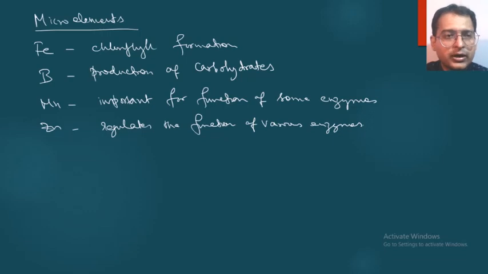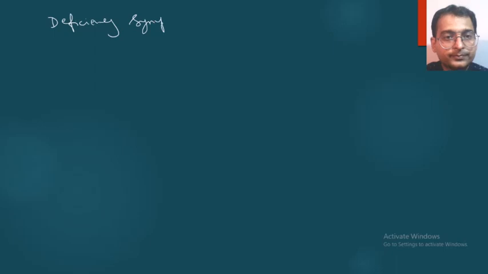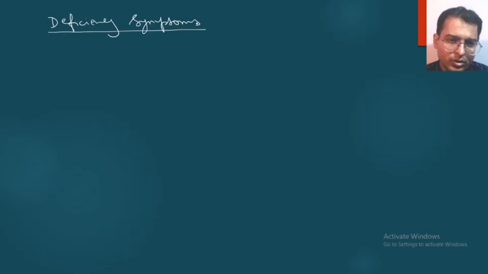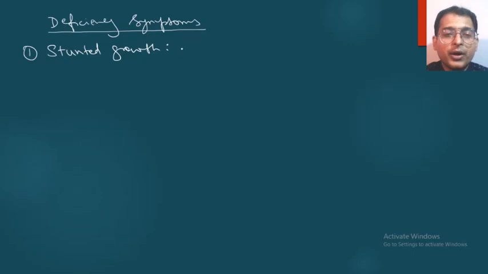Now let us look at the deficiency symptoms due to these elements. If there is a deficiency of these elements, then we will see that the plant is showing some characters. What characters? For example, stunted growth. Stunted growth means the plant is not growing very well. It is remaining very short, the growth is restricted.